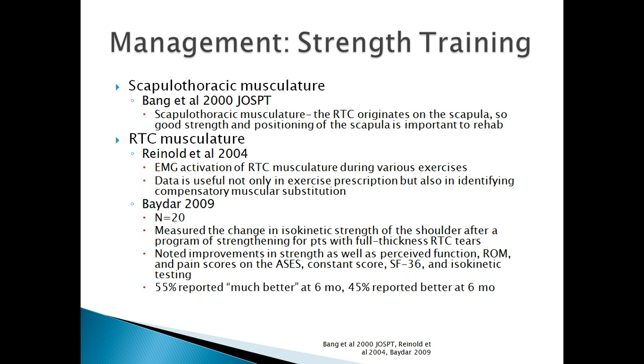Baydar in 2009 did a study with 20 participants where they measured the change in isokinetic strength of the shoulder after a program of strengthening for patients with full thickness rotator cuff tears. They did note improvements in strength as well as perceived function, range of motion, and pain scores on the ASES, Constant score, SF-36, and isokinetic testing. 55% of those patients reported that they were much better at 6 months, and 45% reported that they were better at 6 months.